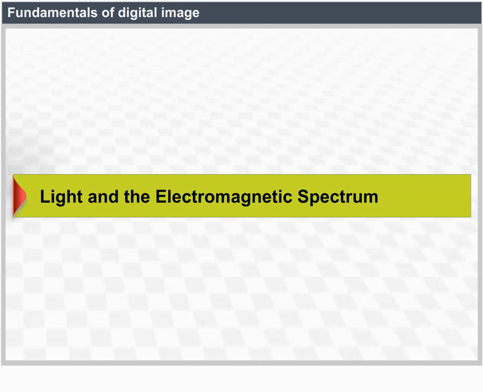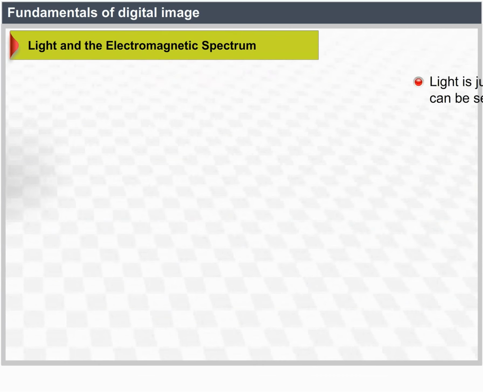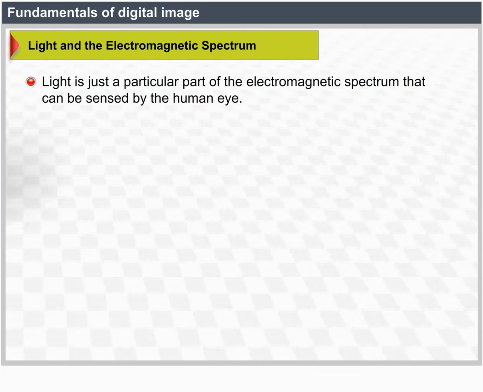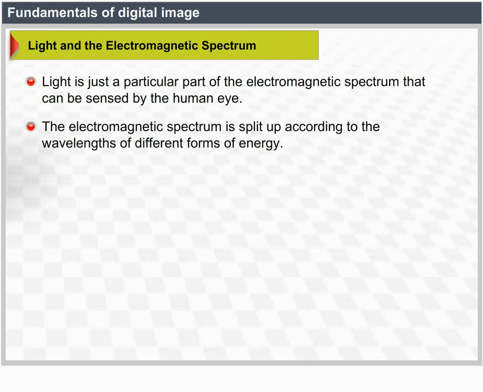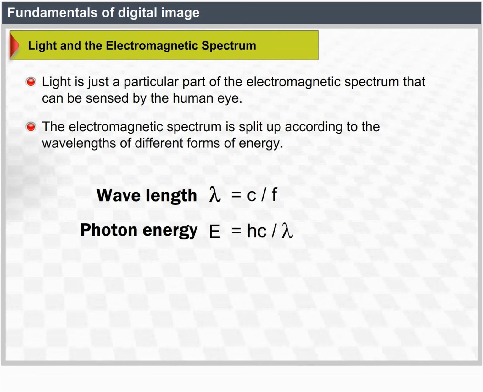Light and the electromagnetic spectrum. Light is just a particular part of the electromagnetic spectrum that can be sensed by the human eye. The electromagnetic spectrum is split up according to the wavelengths of different forms of energy. Wavelength lambda equals c by f. Photon energy E equals hc by lambda, so E equals hf, where c is the speed of light and h is the Planck's constant.